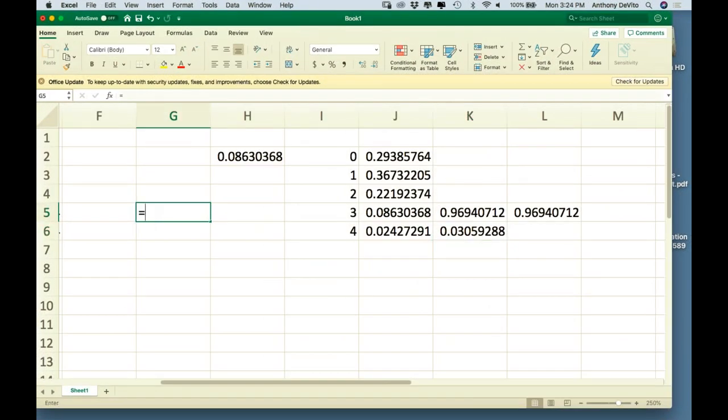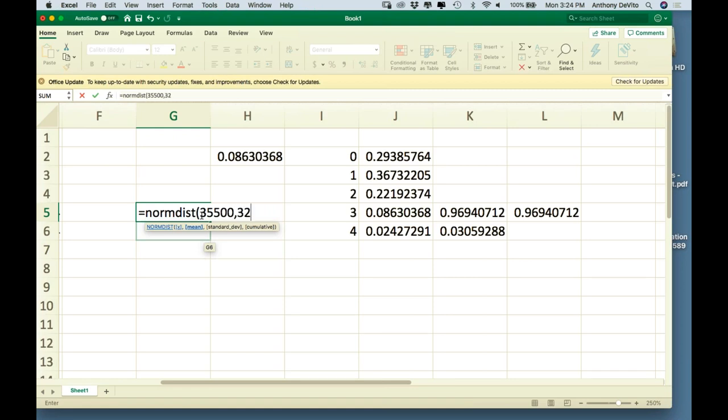Okay, so Excel. Let's see if I can type something in here. Equal NORM.DIST, parentheses. What do I have here? X, mean, standard deviation, and cumulative. One of the examples we just looked at was the number 35,500. The mean was 32,000, comma, the standard deviation was 3,000. And cumulative is always going to be true here. I'll explain why in a second. True. We want the area from that point, that z-score, down.